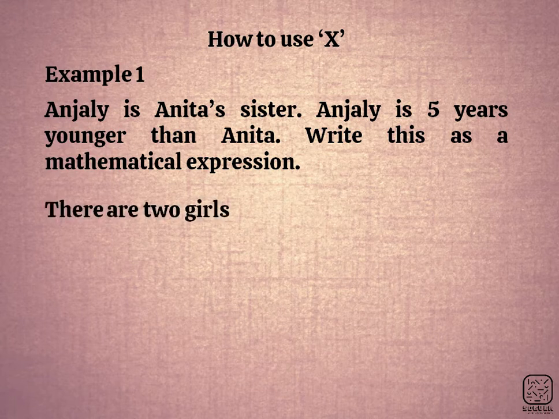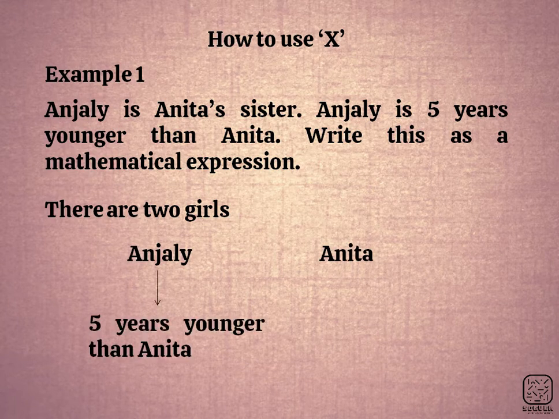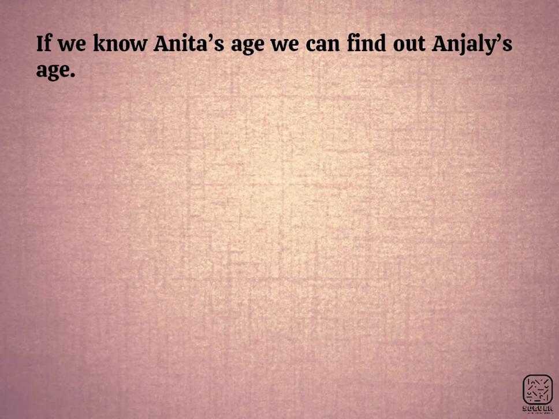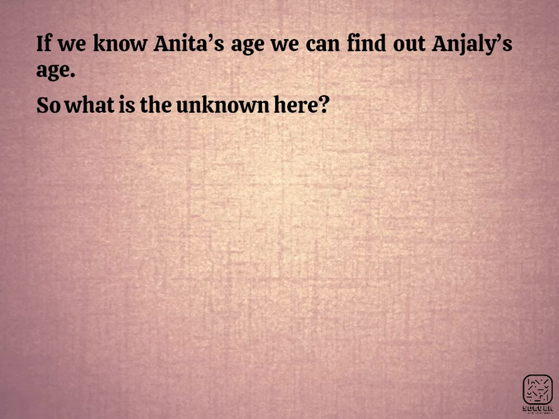Now what is given in the question? There are two girls, Anjaly and Anita. Now what do we know about Anjaly? Anjaly is 5 years younger than Anita. And do we know anything about Anita? No. So we don't know anything about Anita's age, but we know Anjaly is 5 years younger than Anita. If we know Anita's age, we can find out Anjaly's age.